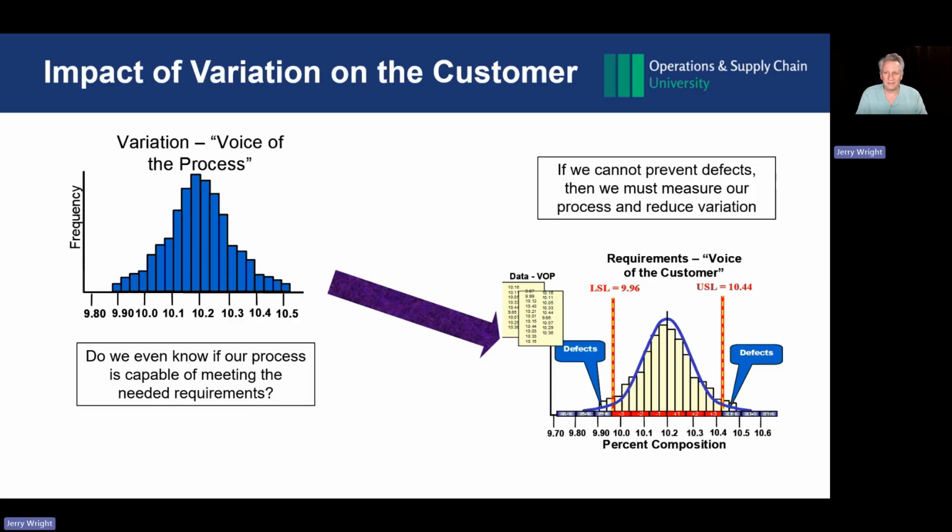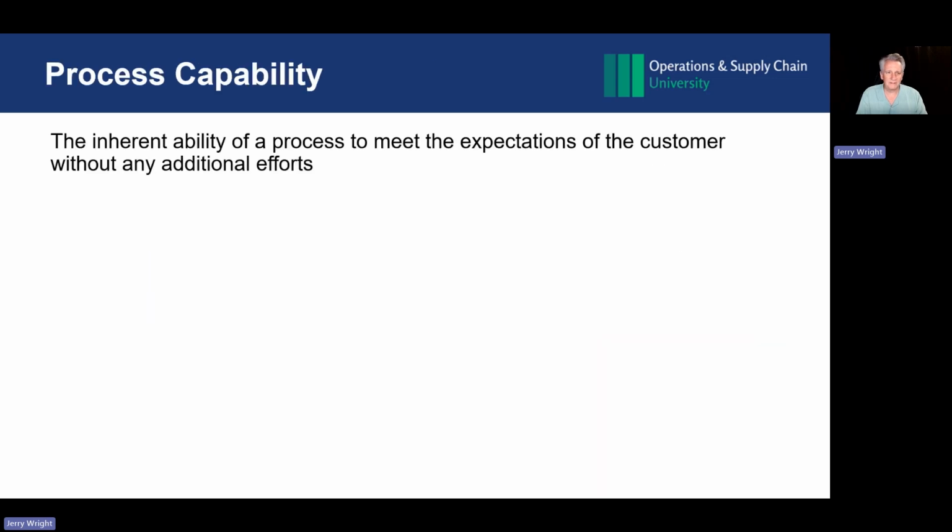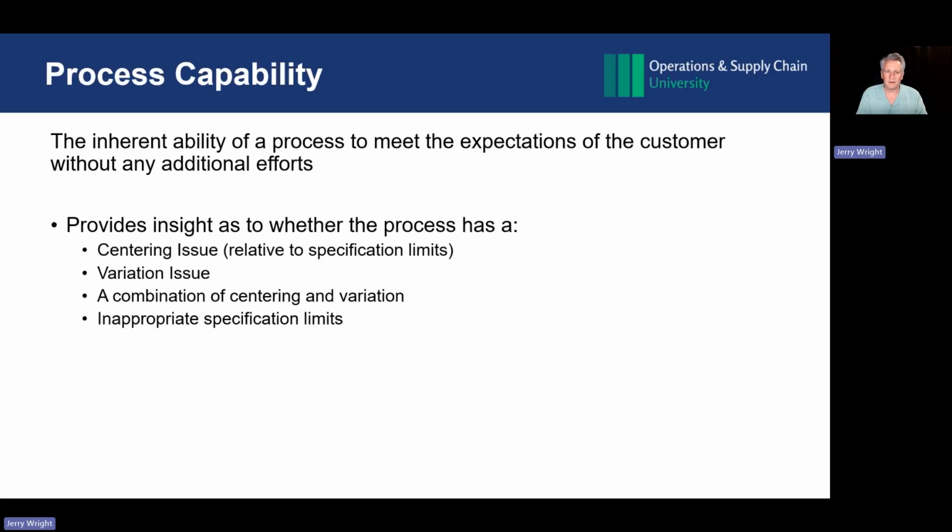If we can't prevent the defects, then we must measure our process and try to reduce the variation. That's really what process capability is all about. Process capability is the inherent ability of a process to meet the expectations of the customer without any additional efforts. So we have to have our process be capable. It gives us an insight as to whether the process has a centering issue, meaning is it this way, that way, or does it need to be tightened relative to the specification limits? Is there a variation issue, or is it a combination of both centering and variation, or do we just have bad specification limits? We really don't understand them. It gives us a baseline metric for improvement.